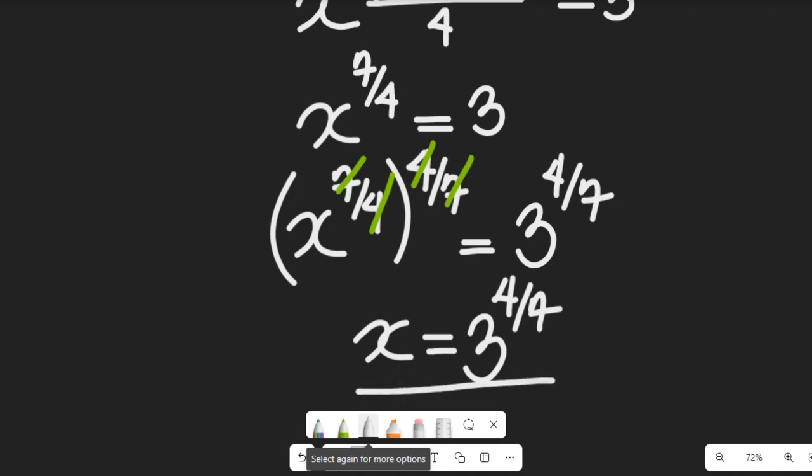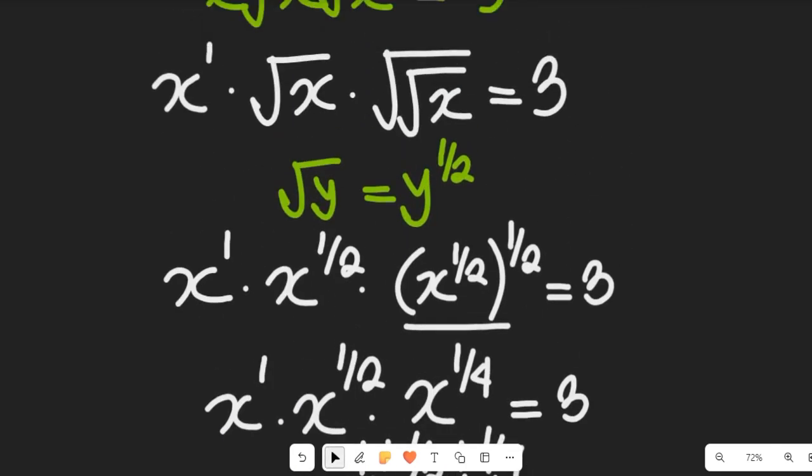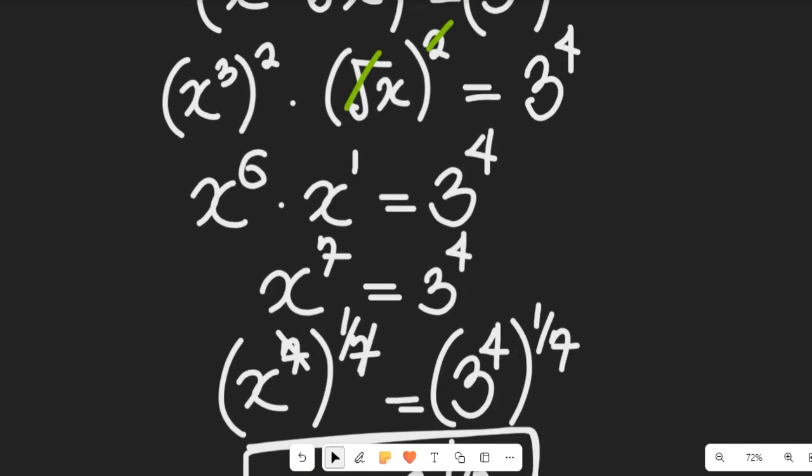Now, do you notice that the solution is similar to the solution we got for the first method? So that tells us that our solution is absolutely right.